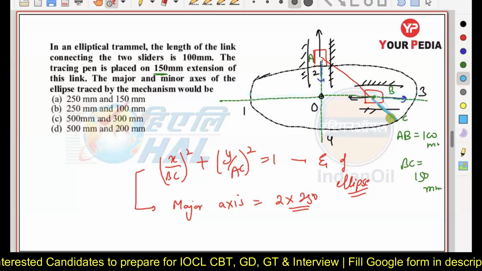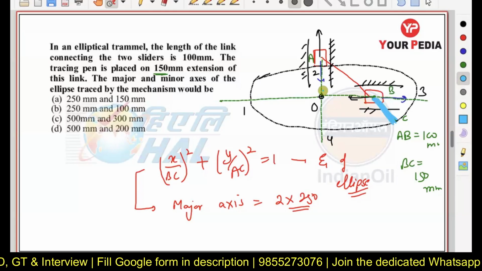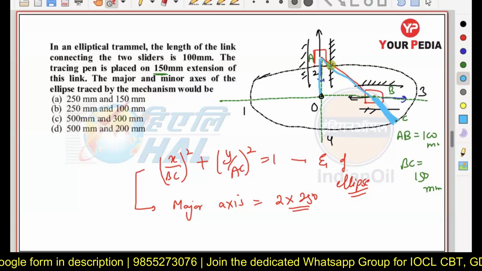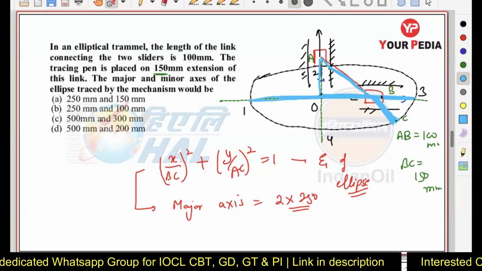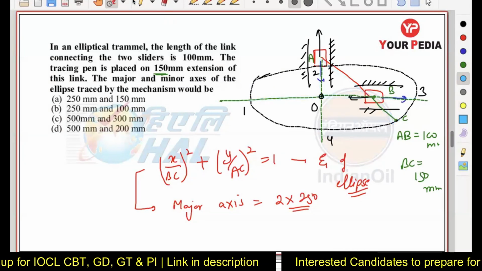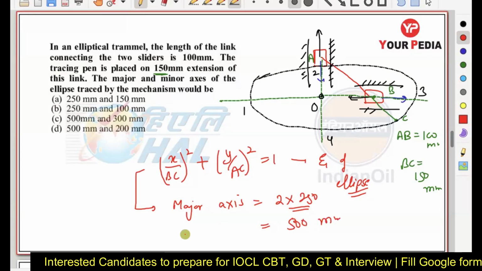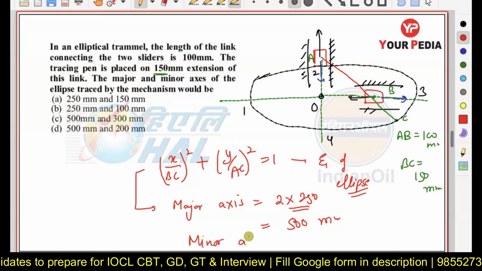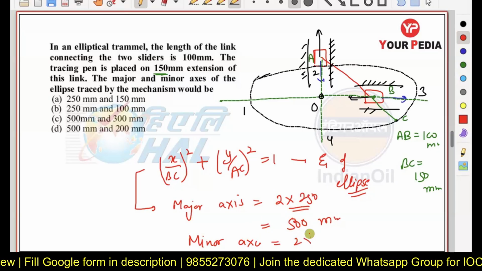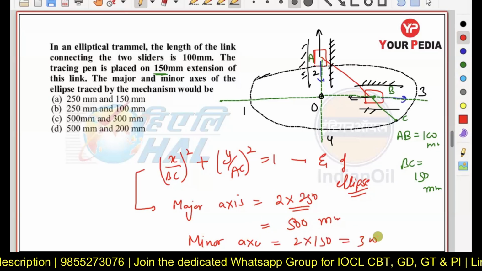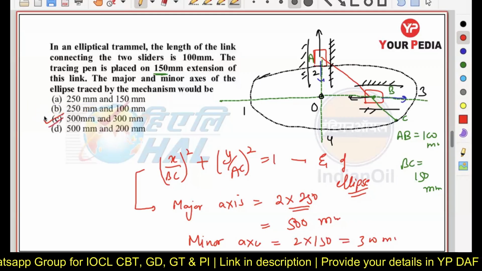So BC is representing indirectly the semi minor axis, and A to C, or I can say this horizontal line, is representing the semi major axis here. Correspondingly, major axis will become 500 millimeter and minor axis will become 2 into 150 millimeter, that is 300 millimeter here. So what will be the answer in this case? Option number C here.